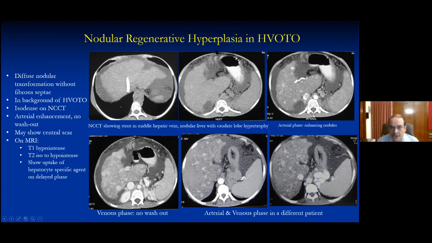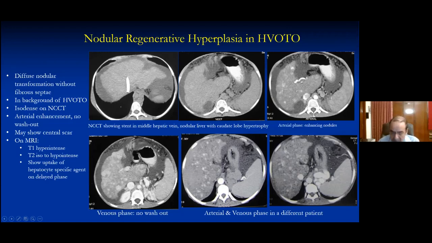In NRH, in HVOTO, you can get the entity of nodular regenerative hyperplasia, which can show you arterial enhancement, right? Notice these multiple nodules in the arterial phase. They do not show washout, right? If this was multifocal HCC, we would have expected to see washout. NRH typically can show arterial enhancement, but does not show venous washout. So that's how we can distinguish nodular regenerative hyperplasia from multifocal HCC in the background of HVOTO.